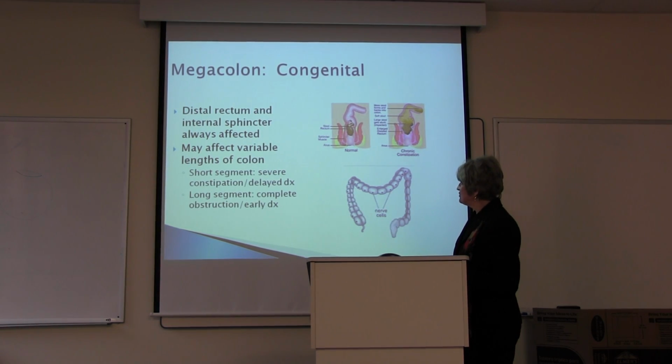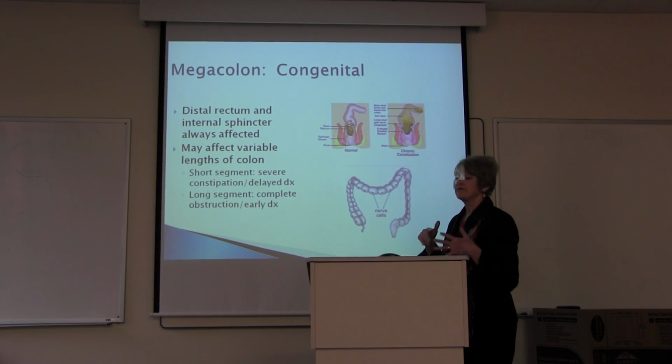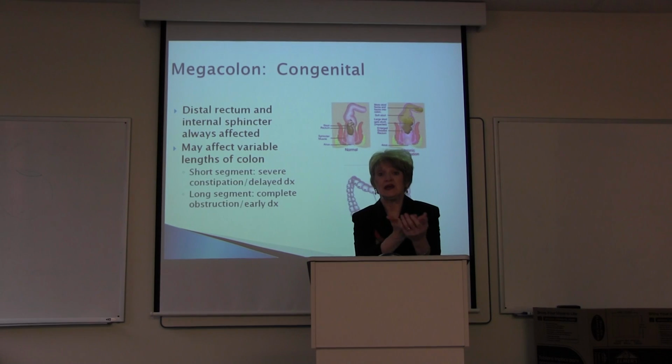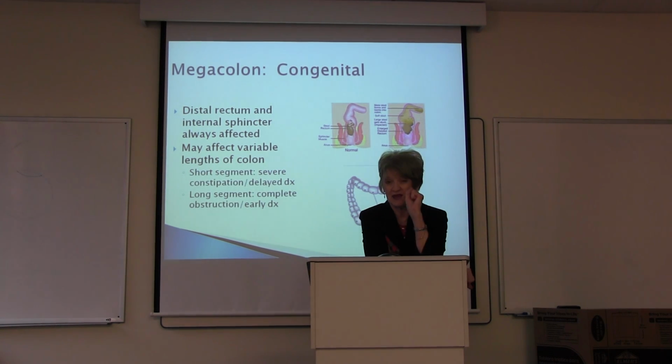Now, we were talking about congenital, and we said that the distal rectum and internal sphincter were always affected. Go back to what the internal sphincter does and how it works. It provides continence at rest, so that means that it's normally contracted. But in response to rectal distension, it relaxes and opens the anal canal to allow stool to pass through.